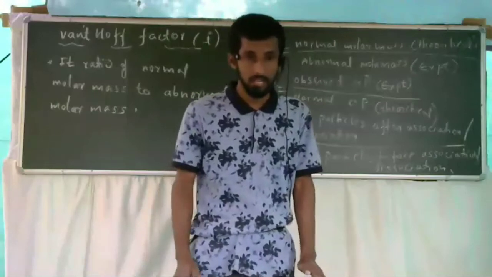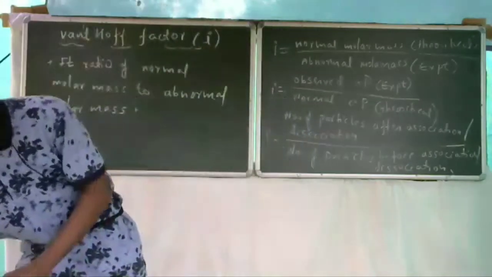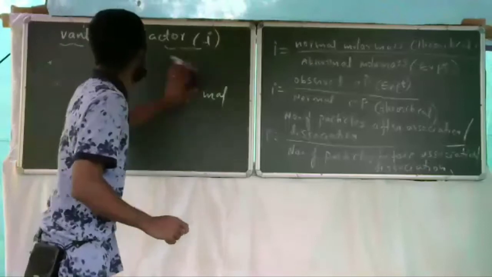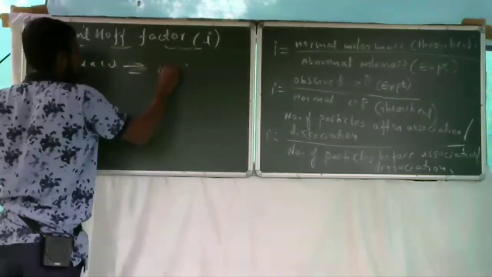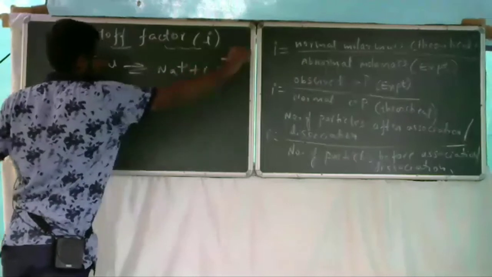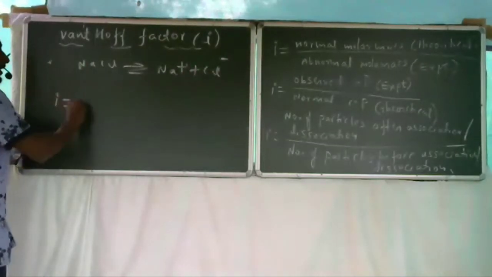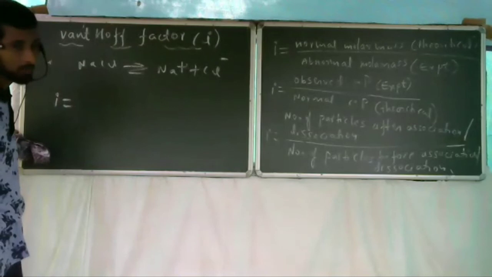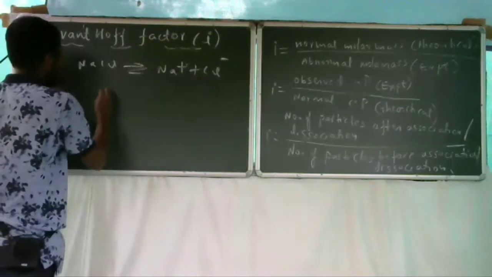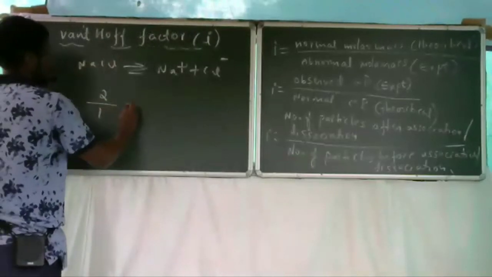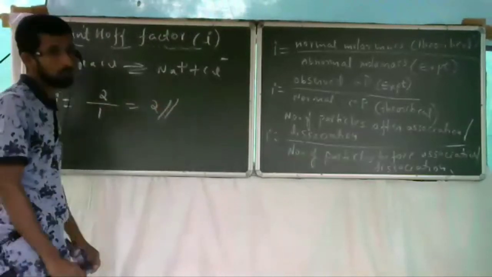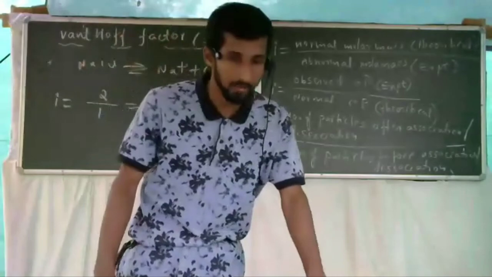So i equal to number of particles after association or dissociation divided by number of particles before association or dissociation. If you take sodium chloride, how to calculate i? Simple example. Sodium chloride will dissociate to form Na plus and Cl minus, right? Number of particles after dissociation, how much? 1 plus 1, 2. Number of particles before dissociation, how much? 1. So i equal to 2 for sodium chloride. That is how to calculate Van't Hoff factor i.